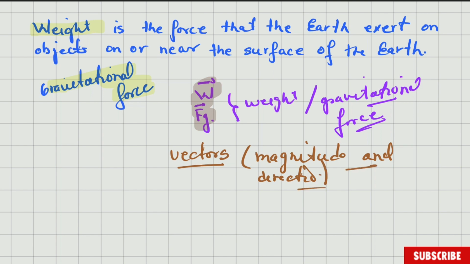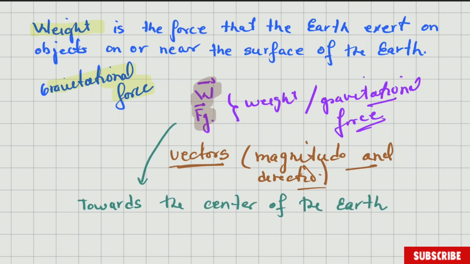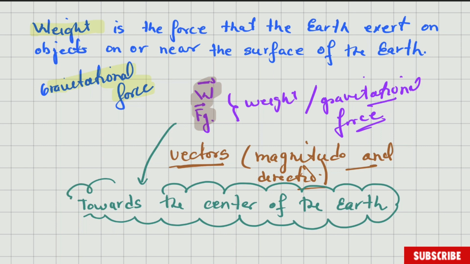Alright, now what is the direction of the weight or gravitational force? The direction is always going to be towards the center of the Earth. You can say downward and it will be accepted.